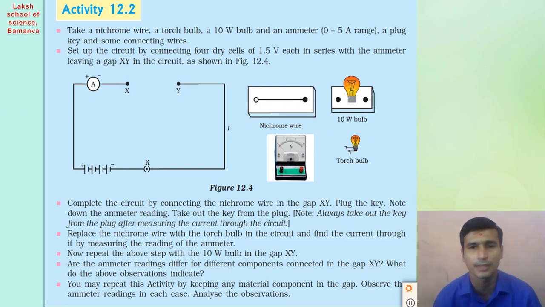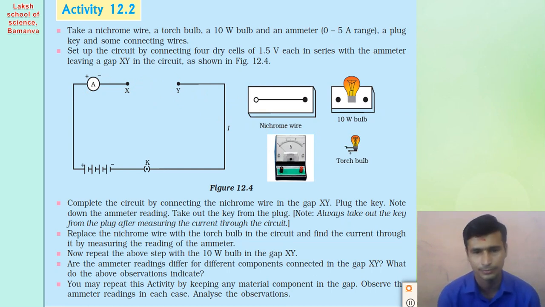So with the help of these different components, we measure the electric current passing through each and observe whether the ammeter readings differ for the different components connected in the gap XY, right? What do the above observations indicate? As you observe, the electric current passing through the different components is different, right? While connecting the nichrome wire, 10-volt bulb, torch bulb, copper wire, thick wire, in all the different components the electric current is different.